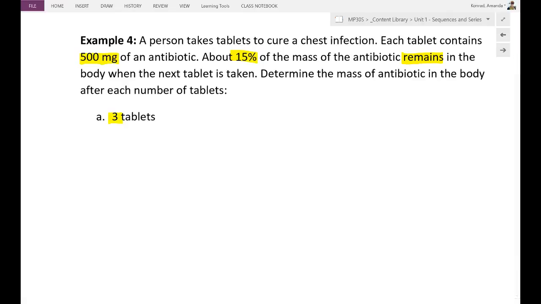What kind of information does this give us? Well, 500 is how much we're starting with, because we can't start with 0, because if we started with 0, 0 multiplied by anything is still 0. So we've got 500 is term 1. 15% is going to be our common ratio.